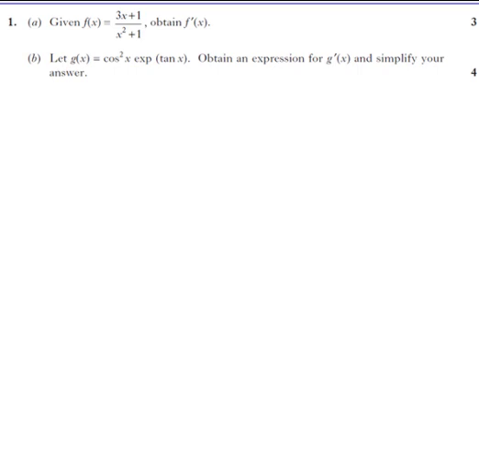For part B, g of x is equal to cos squared x times e to the power of tan x. That is more normally written e to the power tan x, so we'll write it like that. So g of x is equal to cos squared x times e to the tan x. We have to differentiate and find g dashed x. We'll use the product rule here.